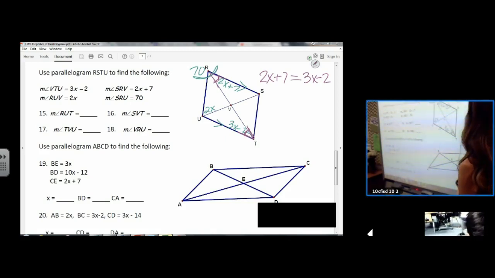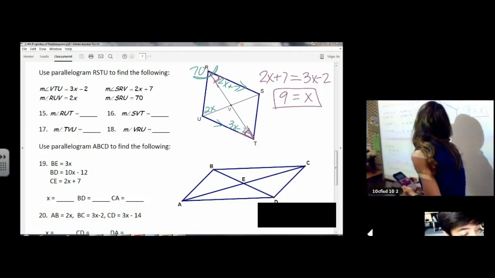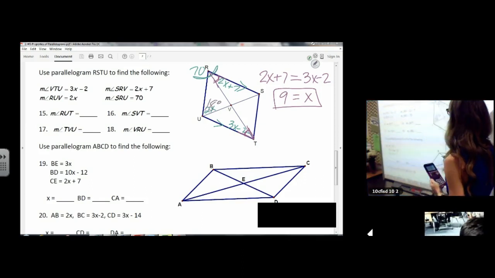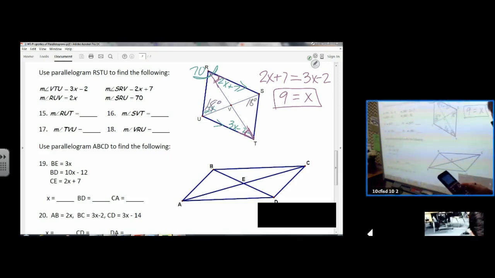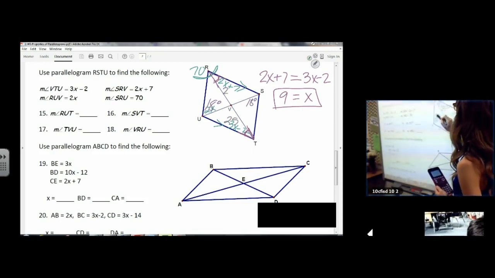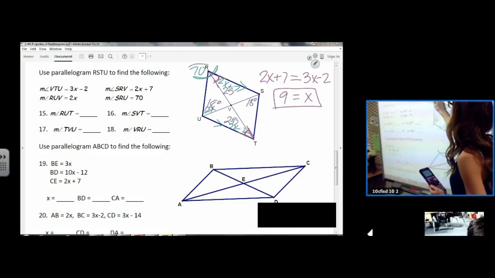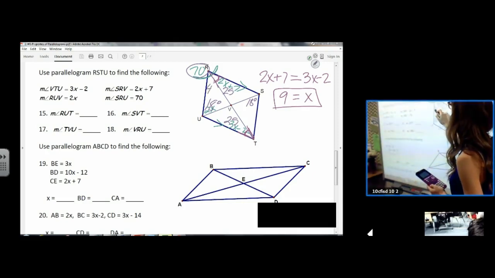All right, I'm going to subtract 2x from both sides, and I'm going to add 2 to both sides at the same time. Boom, x is 9. Now that I know x, I can plug it in everywhere I see an x. So let me get a new color out. I can plug it in here, 18 degrees. I can use alternate interior angles, 18, 18. 3 times 9 minus 2, so this angle is 25 degrees. I know this angle is 70. I can do 70 minus 25 and find out that this angle is 45.